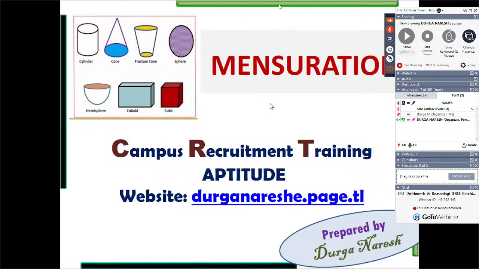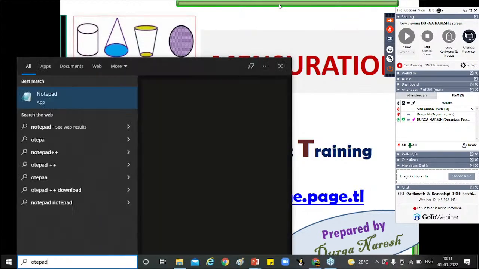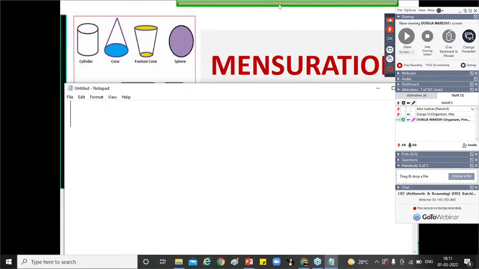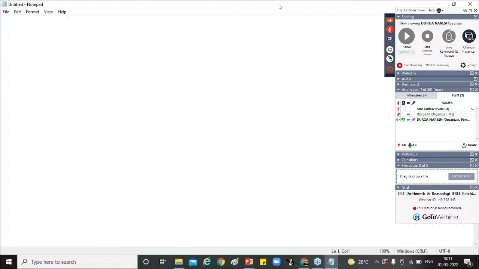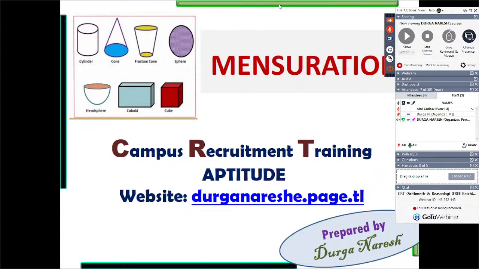In the last class we covered some simple topics related to ranking test, number test, and date and time sequence test. Okay. So, write down the last topic, mensuration.